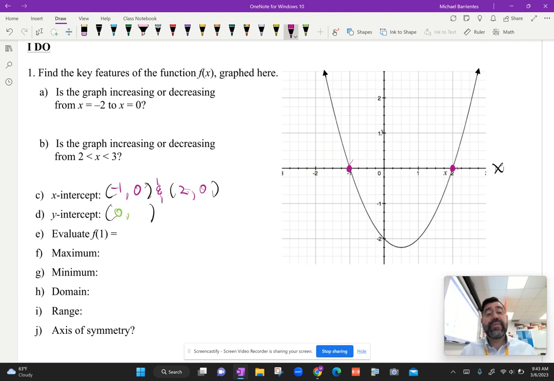But when I look at the y-intercept, that is where the graph crosses the y-axis. That would be down here. And I know that the x is equal to 0 because if you look at that point, it's not -1, it's not 1, it's 0 right where it touches there. So then that's going to be at 0, -2.